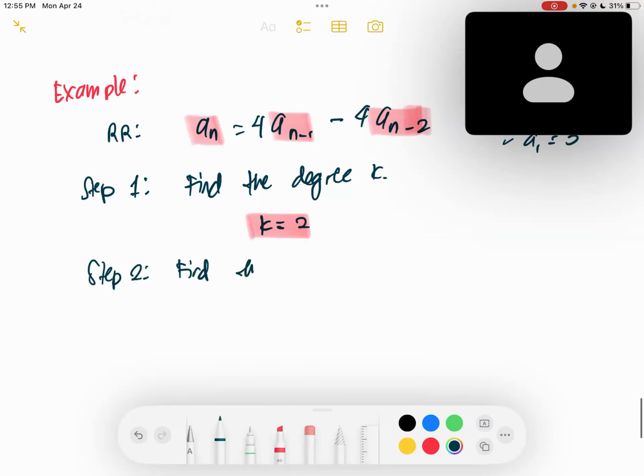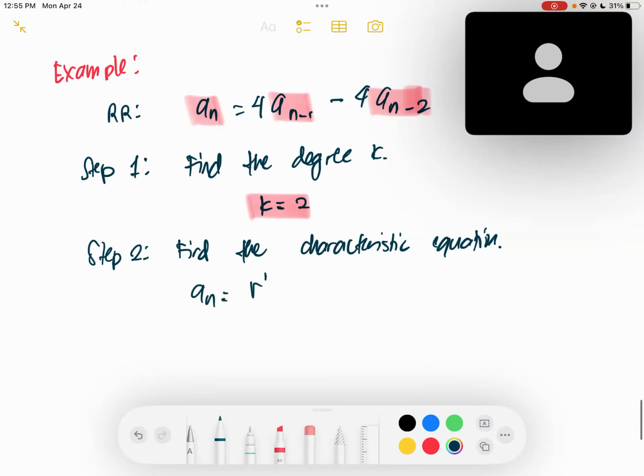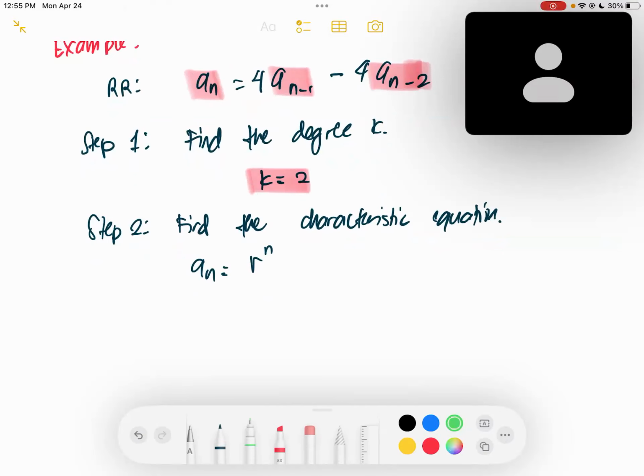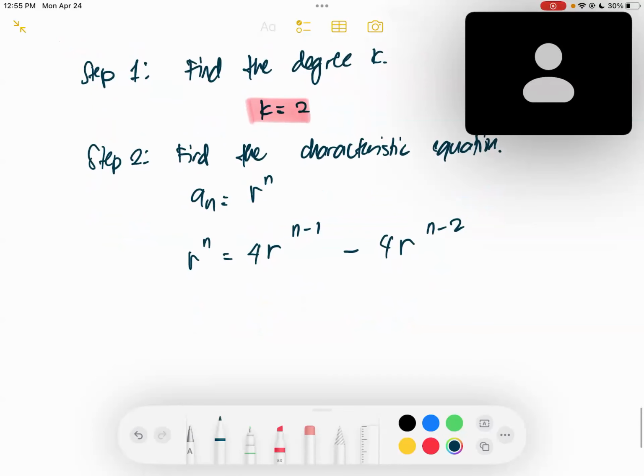Step 2: find the characteristic equation. We do that with the form a sub n equals r raised to n. So we simply replace all of the a sub n with r raised to n. We then have r raised to n equals 4r raised to n minus 1 minus 4r raised to n minus 2. Okay, so we move everything to the left hand side. So we have r raised to n minus 4r raised to n minus 1 plus 4r raised to n minus 2 equals 0.